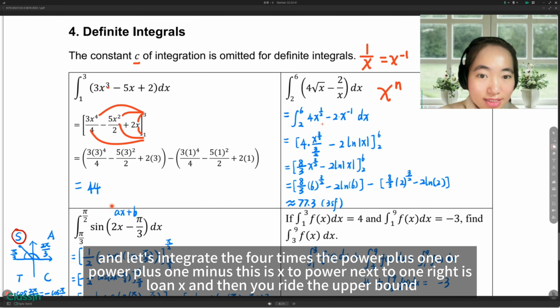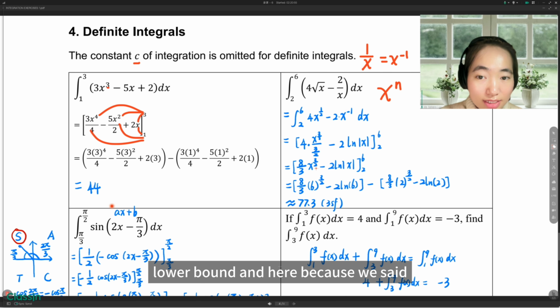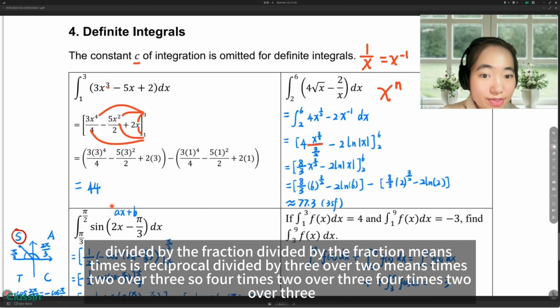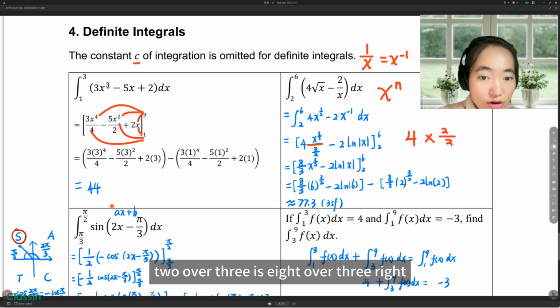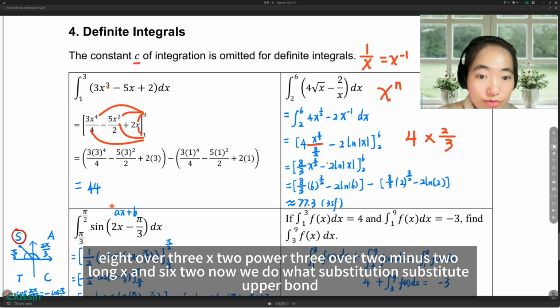Continue, and let's integrate. So 4 times x to the power plus 1 over power plus 1, minus, this is x to the power negative 1, right? It's ln x. And then you write the upper bound, lower bound. Because we said divided by a fraction means times its reciprocal, divided by 3 over 2 means times 2 over 3. So 4 times 2 over 3 is 8 over 3, right? 8 over 3, x to the power 3 over 2, minus 2 ln x, and 6, 2.